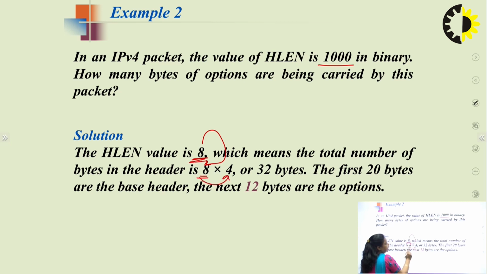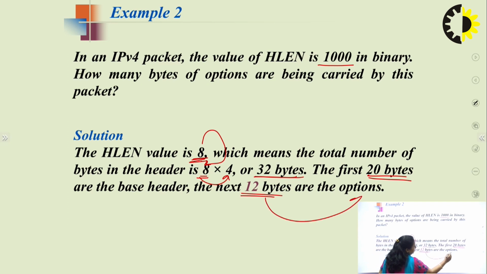8 into 4. Why do we have to multiply by 4? Because the header length is counted in units of 4 bytes. So it comes out to be 32 bytes. Out of 32, we know the header length should be either 20 bytes or up to 60 bytes. So out of 32, the first 20 bytes are the header of IPv4. Then the rest of the 12 bytes indicate the options. We'll explain what types of options will be available in the header format, right?